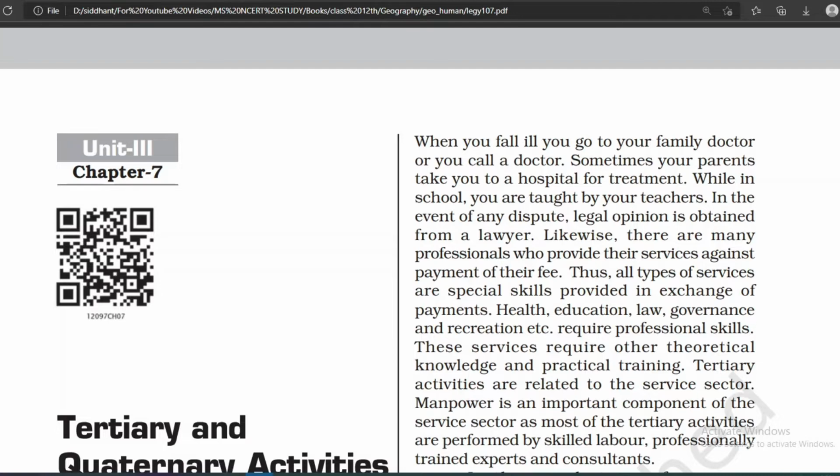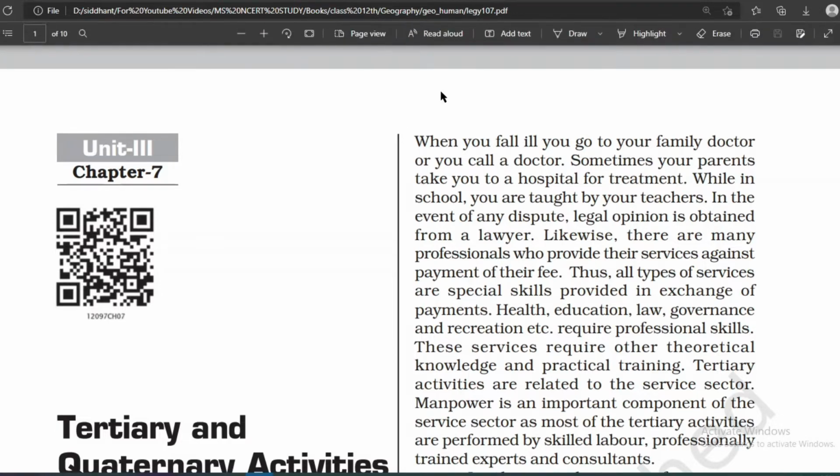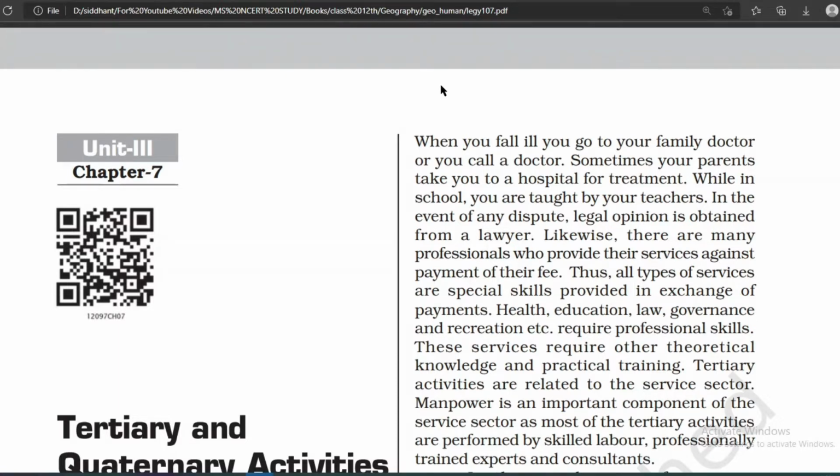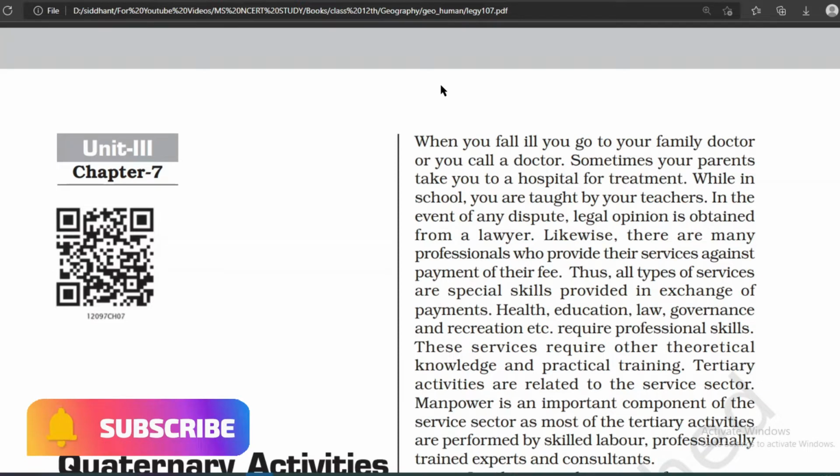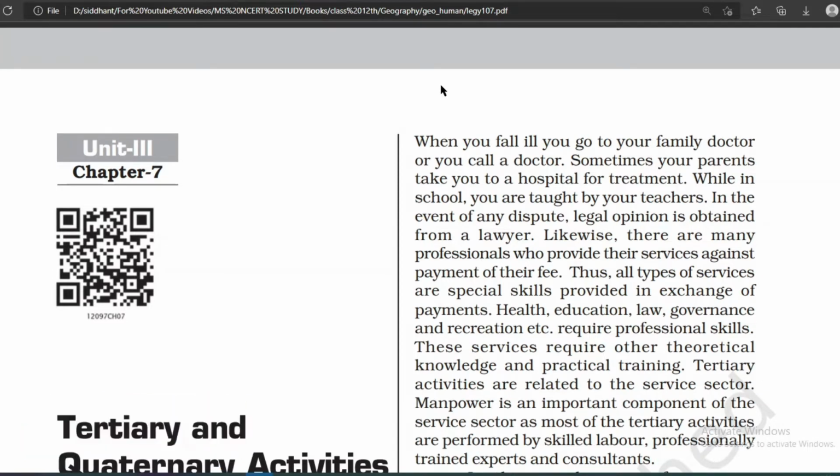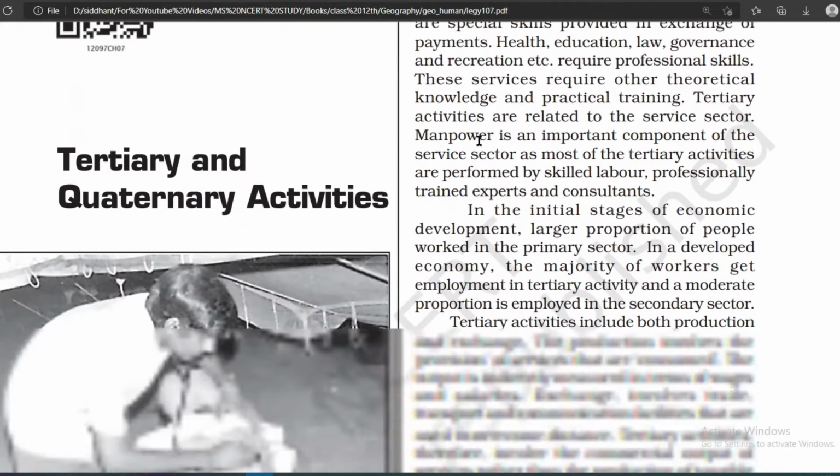Thus, all types of services are special skills provided in exchange for payment. Health, education, law, government, recreation, etc. require professional skills. These services require theoretical knowledge and practical training. Tertiary activities are related to the service sector. Manpower is an important component of the service sector, as most of the tertiary activities are performed by skilled labor, professionally trained experts and consultants.